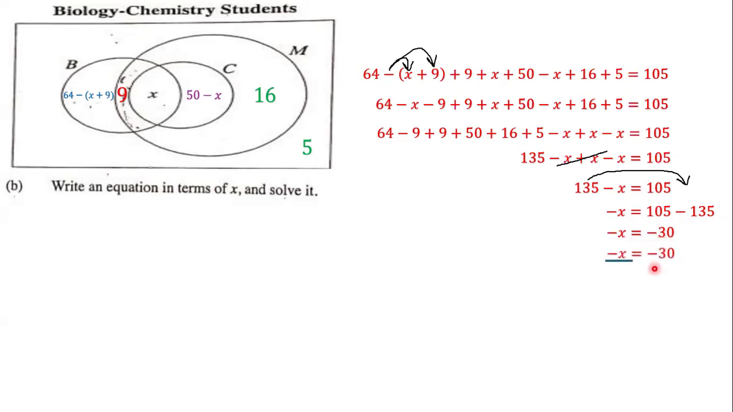We divide both sides of this equation by negative 1, and this cancels with that. So we get that x is equal to negative 30 divided by negative 1, which means that x is equal to 30. So in this case, x is equal to 30, and so we wrote an equation and we solved it for x.